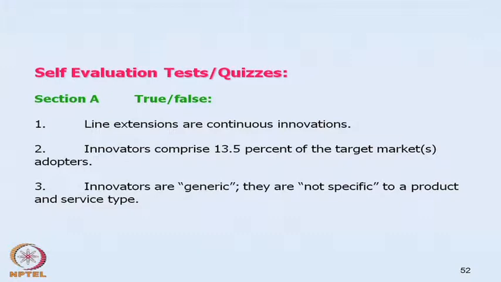3, innovators are generic. They are not specific to a product or service type. This is a false statement. Innovators are not generic. They are specific to a product or service type.